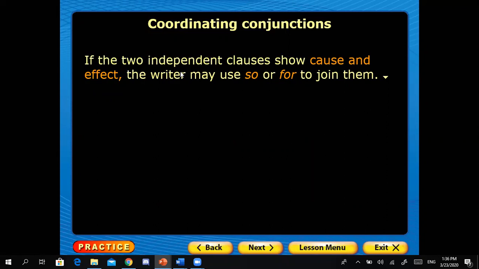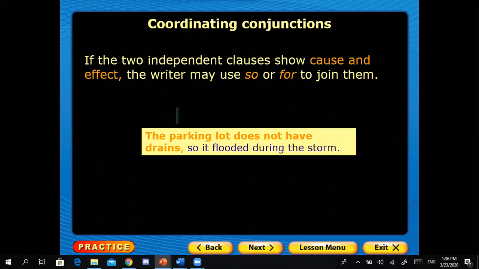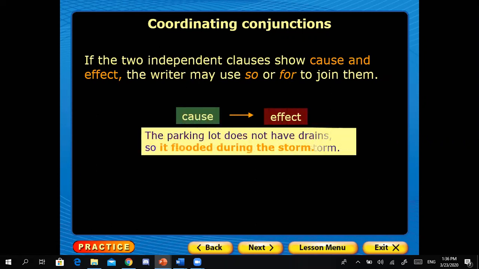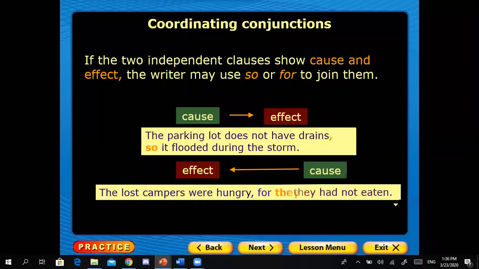If the two independent clauses show cause and effect, the writer may use "so" or "for" to join them. Do you guys know the meaning of cause and effect? The parking lot does not have drains, so it flooded during the storm. So the first sentence was the cause, and the second sentence is the effect, or the result, and it's joined with the conjunction "so".